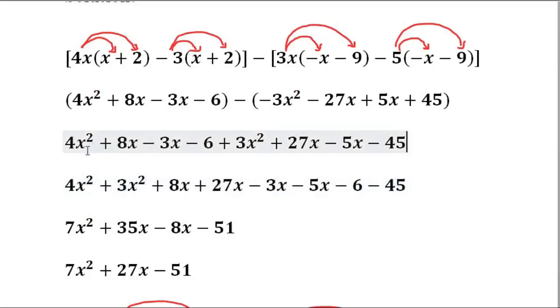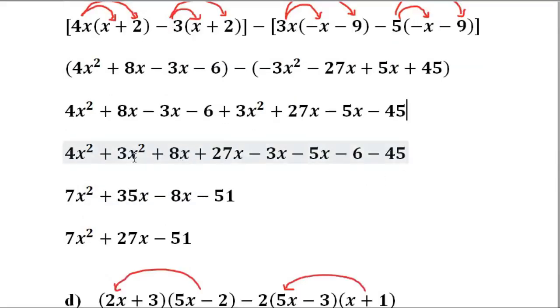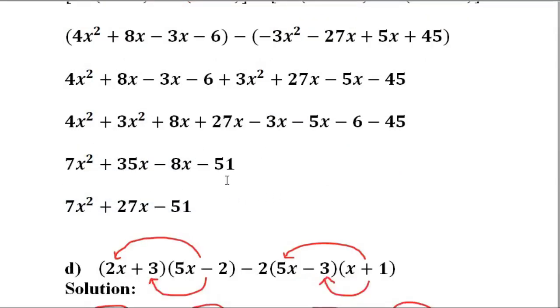We have positive 4x squared, positive 3x squared, positive 8x, positive 27x, negative 3x, negative 5x, and then constant terms negative 6, negative 45. Positive 4x squared, positive 3x squared is positive 7x squared. Positive 8x, positive 27x is positive 35x. Negative 3x, negative 5x is negative 8x. Negative 6, negative 45 is negative 51.